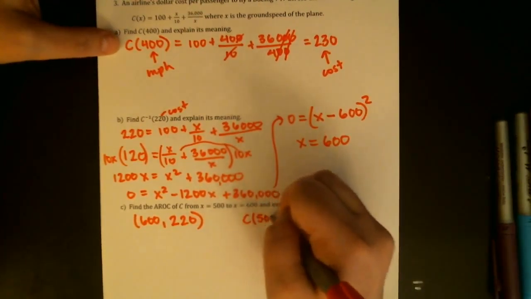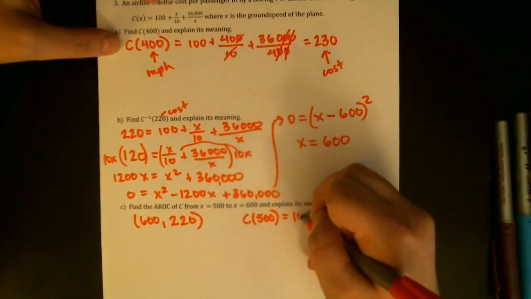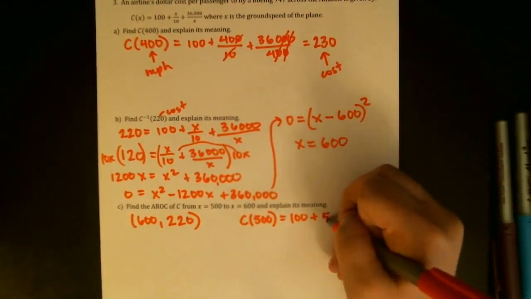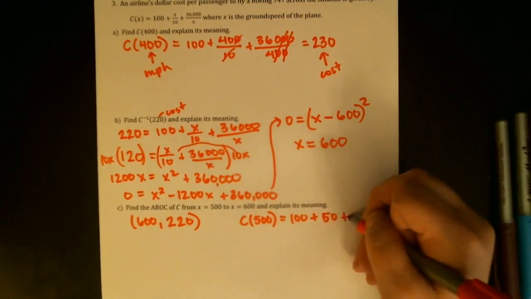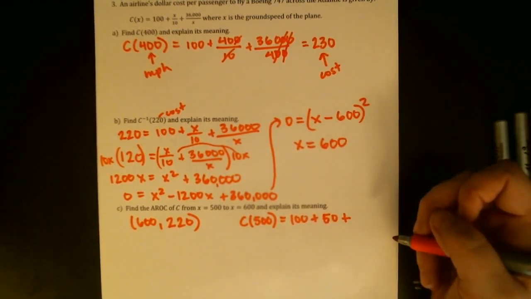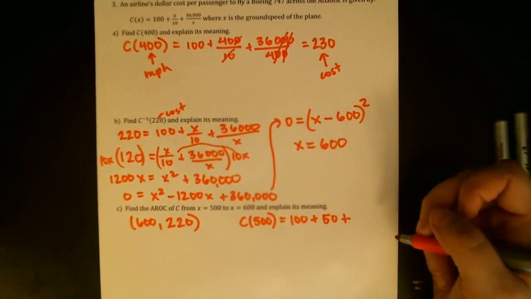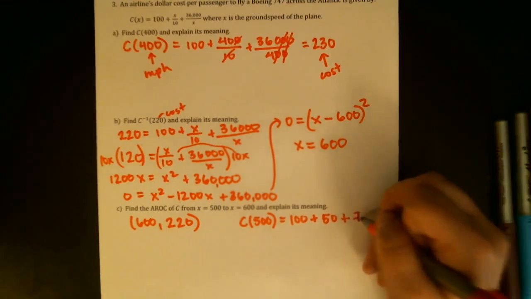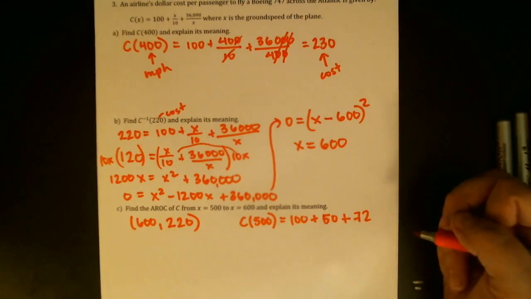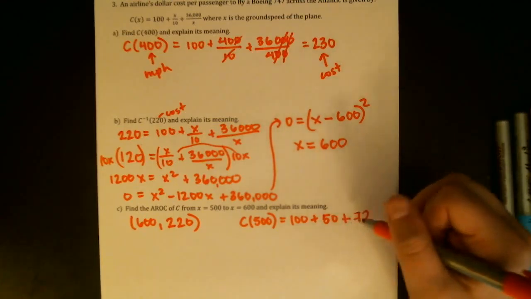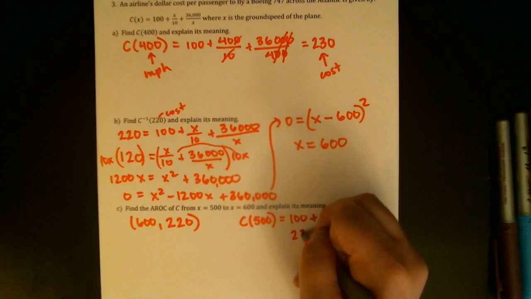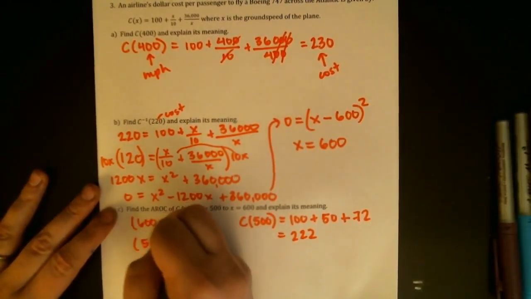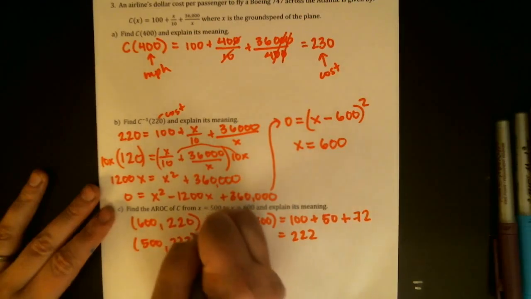When x equals 500, we get 100 plus 500 over 10, which is 50, plus 36,000 over 500, which is 360 over 5, 72, I do believe. Okay, so 150, 222 is what we're getting, which means our other point is (500, 222).